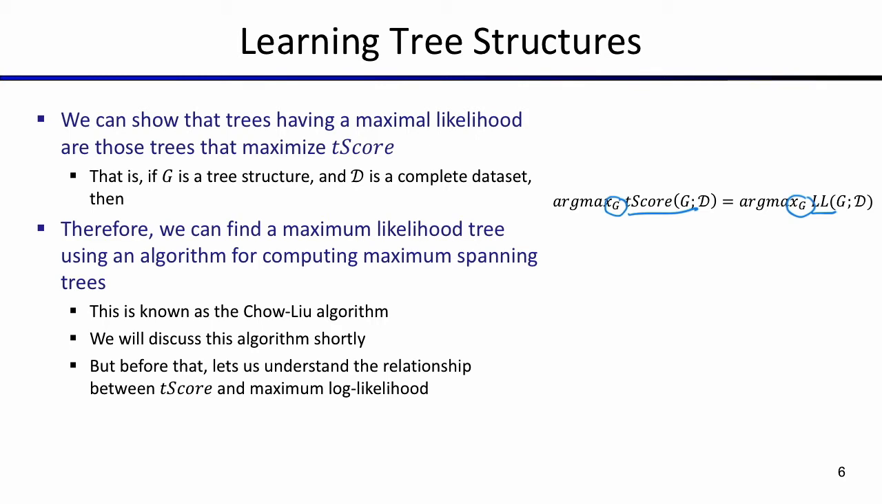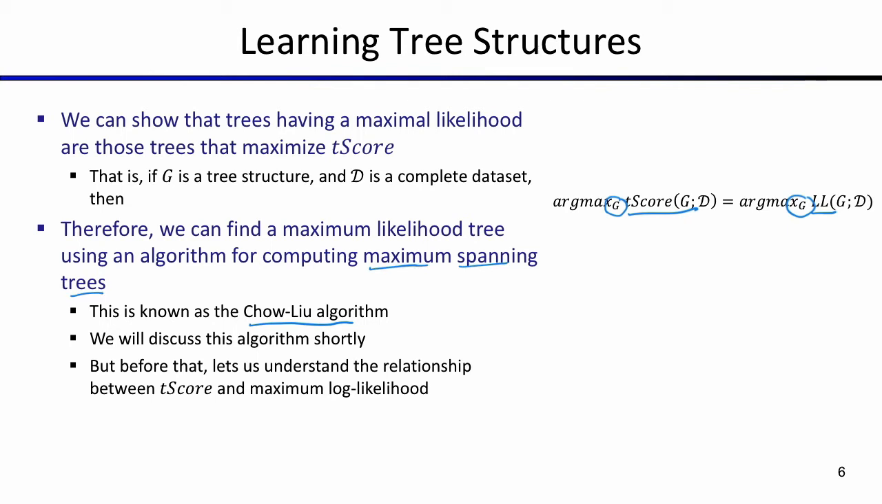So we're going to involve just the variable x and its parent u. And by selecting pairs of variables that have the maximum mutual information and putting those pairs of variables together in a tree structure, we are automatically also maximizing this T-score. So this is known as the Chow-Liu algorithm, and it is based on the maximum spanning tree.